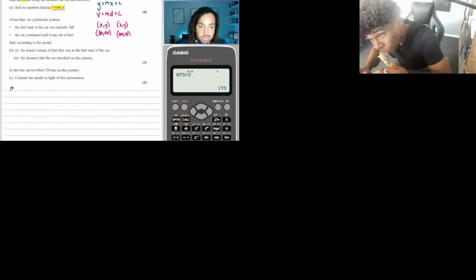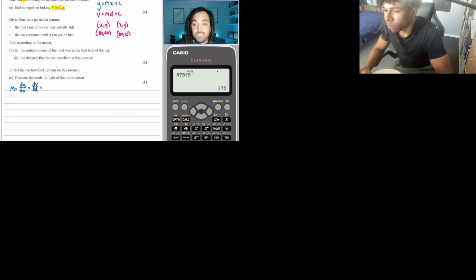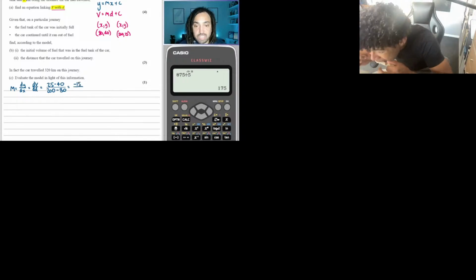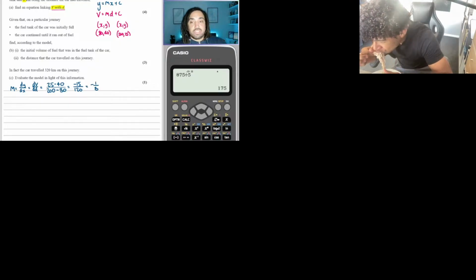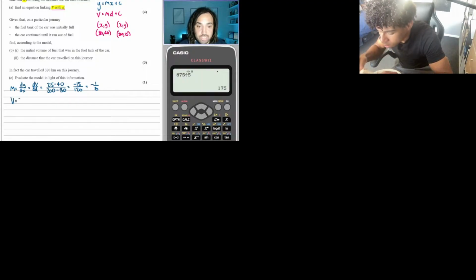Okay, fine. So in order for us to find the m in this equation, remember m is the change in the y over the change in the x. But in this case, that's the change in the v over the change in the d. So the change in the v, which is actually the y, is 25 minus 40. And the change in the x, or the d, is 200 minus 80. Okay, so minus 15 on top, 120 on the bottom. This simplifies to minus 1 over 8. So that's the gradient.